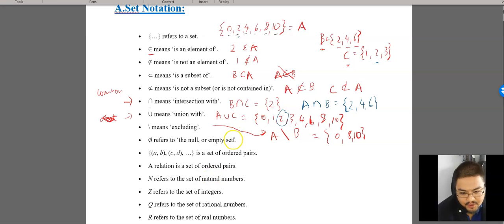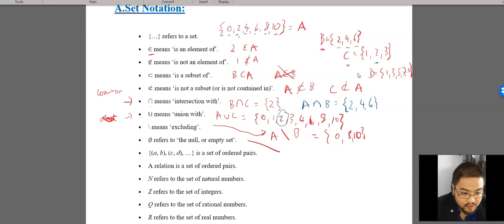Now the next one refers to the empty set or the null set. So we need to create a new set. Let's just say set D here is odd numbers: 1, 3, 5, 7, 9.